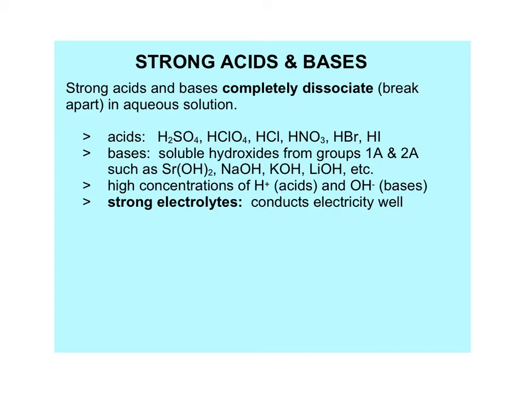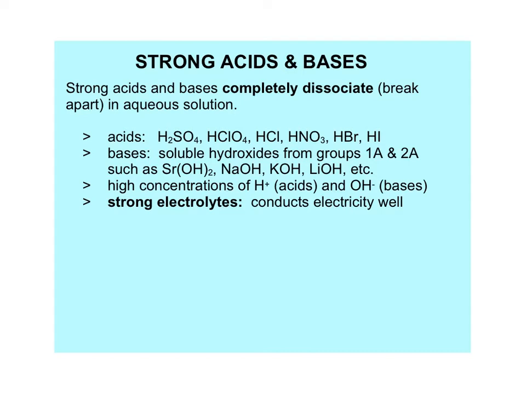So the common examples for acids are sulfuric acid, perchloric acid, hydrochloric acid, nitric acid, hydrobromic acid, and hydroiodic acid. For bases, it's any soluble hydroxide from groups 1A or 2A on the periodic table. That's the left side of the periodic table. For example, strontium hydroxide, sodium hydroxide, potassium hydroxide, lithium hydroxide.